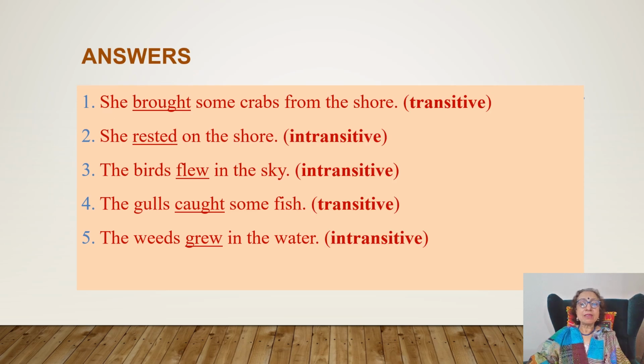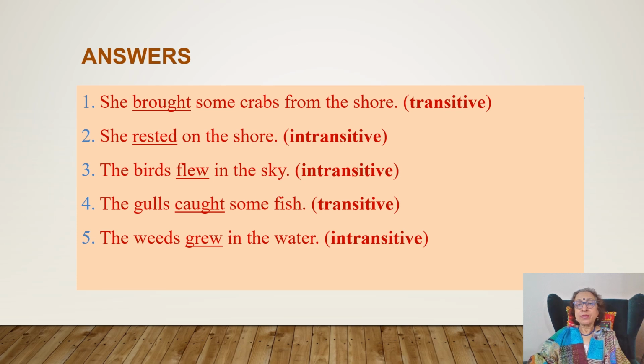Now here are the answers. Brought immediately has some crabs. The noun crabs is the direct object here, which makes it a transitive usage. Because if you say she brought, the question remains, what did she bring? Then you have to say she brought some crabs. Therefore, transitive.